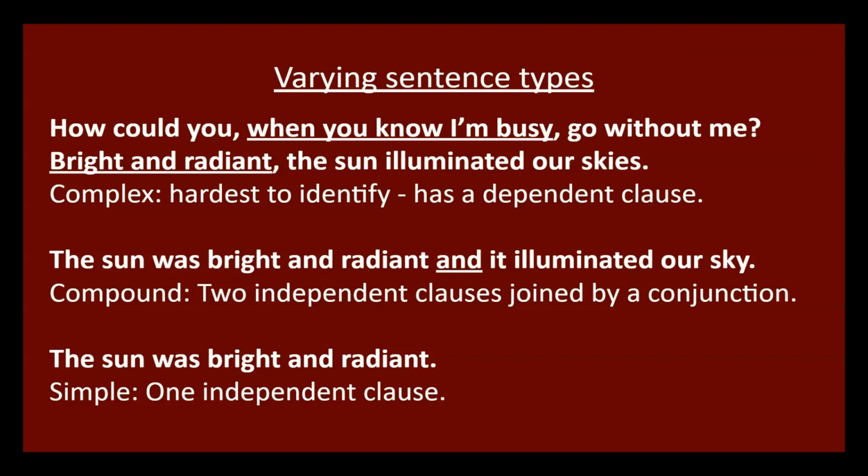So, how could you, when you know I'm busy, go without me? So, we've got our dependent clause in there to vary things versus the sun was bright and radiant at the bottom here, which is just one independent clause. So, simple as you get, pretty much. The happy medium is the compound sentence. So the sun was bright and radiant and it illuminated our sky. So we've got the and in there, which makes it a compound because it's joined by a conjunction.